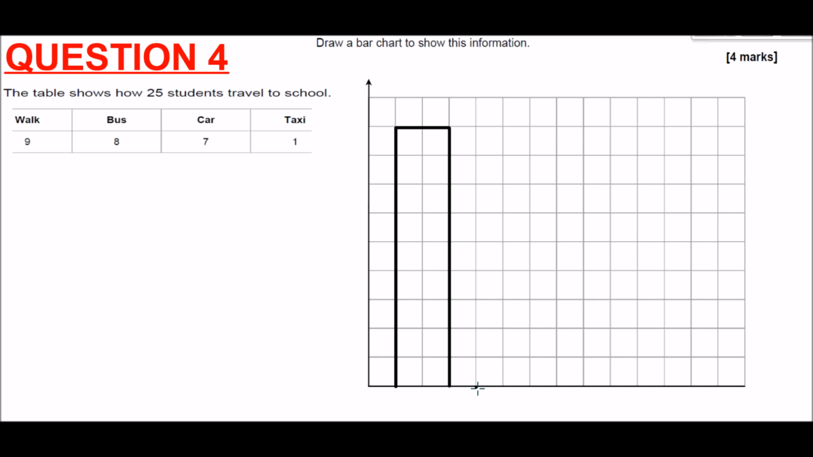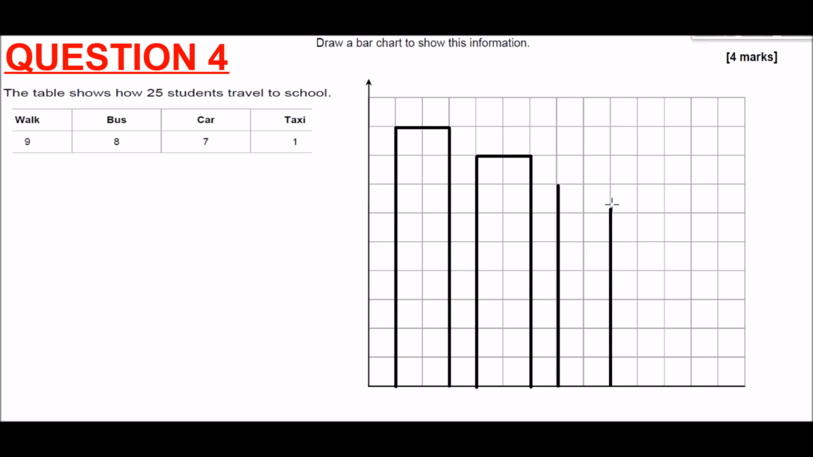So the second bar for bus is 8, so we'll make this bar 8 high. Car is 7. So again, 7 high for the car. And finally the taxi is only going to be 1 square high.